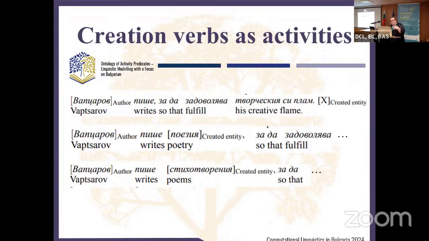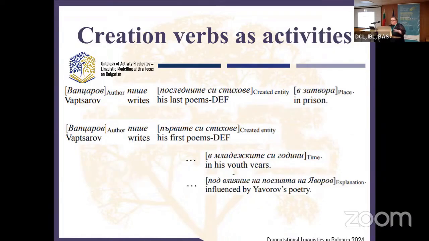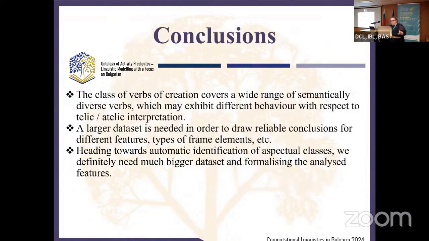And also it can be abstract nouns, such as Vaptsarov writes poetry, and also some nouns in plural, which can also be perceived as a generalization of his works and not a particular created object. And here I just wanted to show some cases where there is an expression presenting time or an explanation of why he writes and so on, where the sentence doesn't imply finishing a certain object, but rather describes the activity itself.